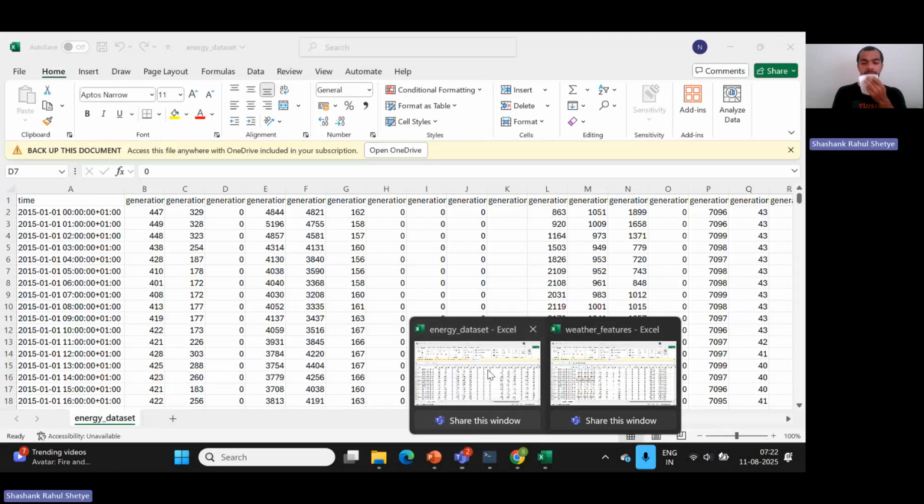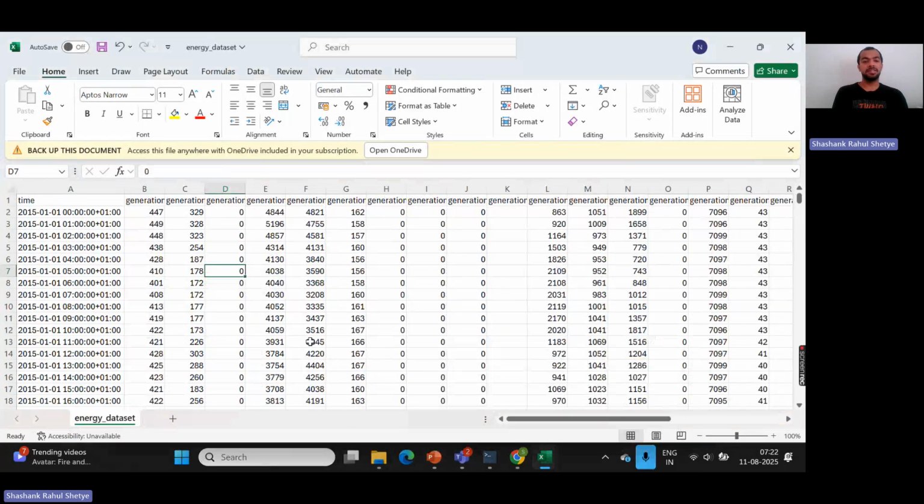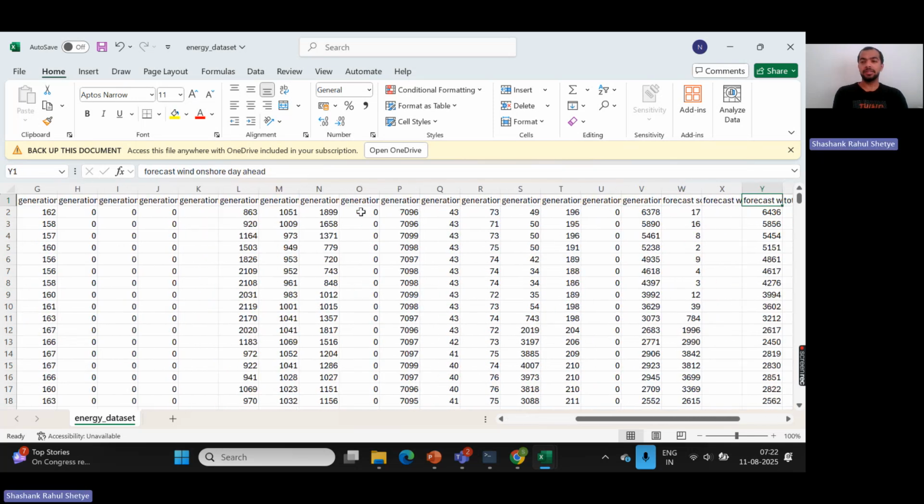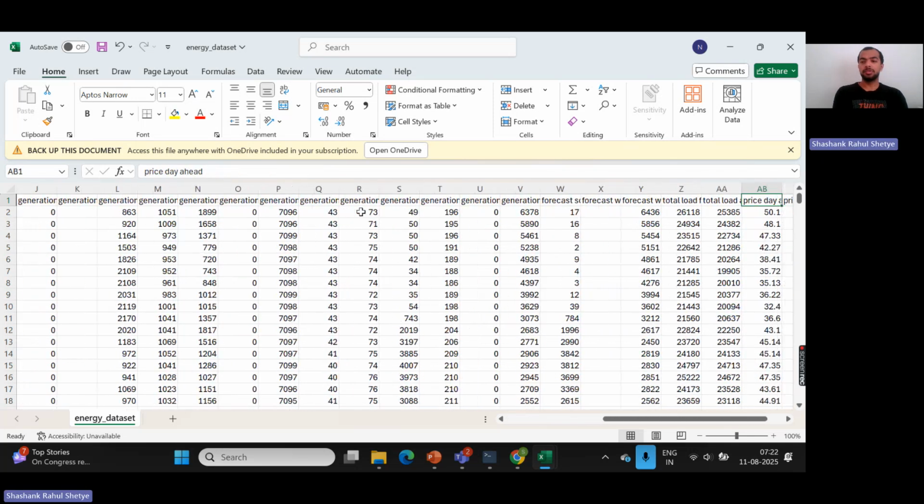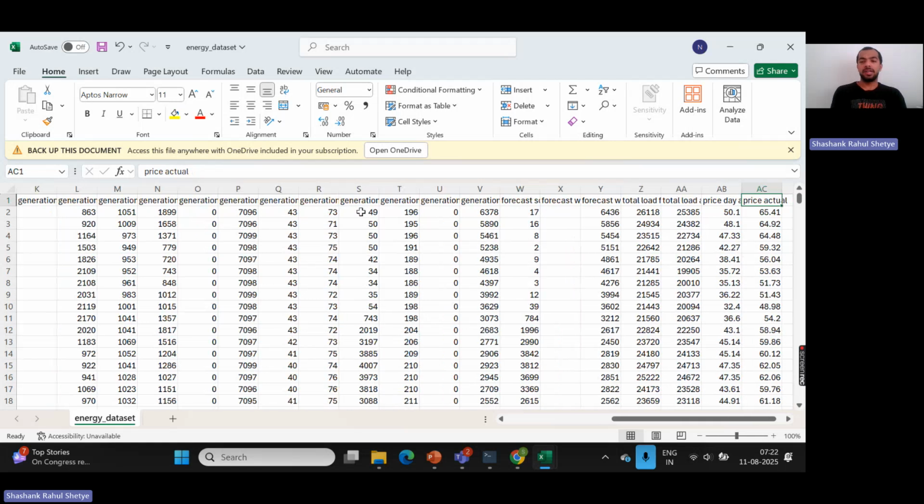I have included two data sets, the energy data set and the weather data set. In the energy data set, I include the energy records from 2015 to 2018, where the generation source, like how much renewable and how much non-renewable sources were used while generating the electricity during that hour, and what was the electric load, and what was the total price and the actual price during the period.